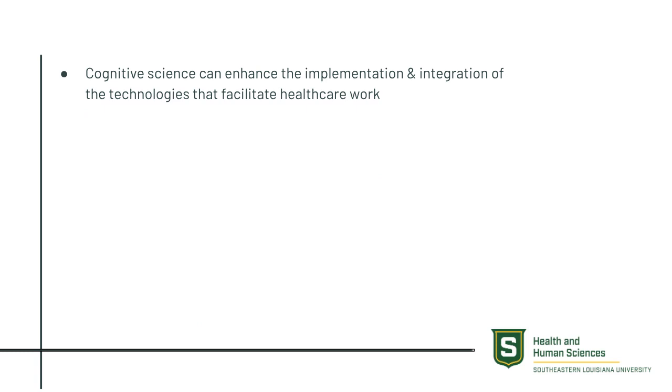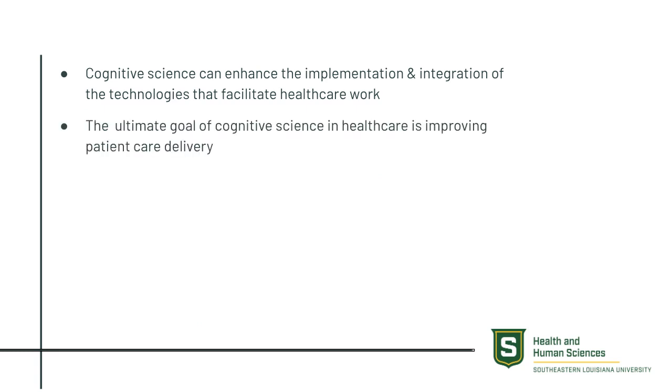Cognitive science can enhance the implementation and integration of the technologies that facilitate healthcare work. Healthcare professionals are working with a lot of technology. So, cognitive science tries to make sure that those technological tools are implemented in a way that truly facilitates healthcare work, and if there are multiple technologies, making sure that the integration happens smoothly in a way that doesn't hinder healthcare work. So the ultimate goal of cognitive science in healthcare is to improve patient care delivery.